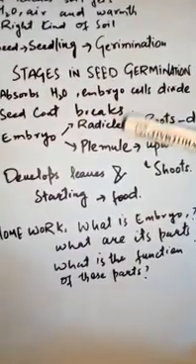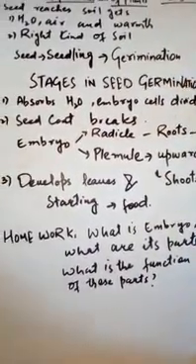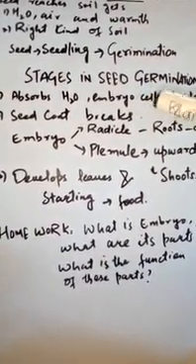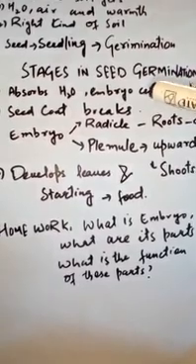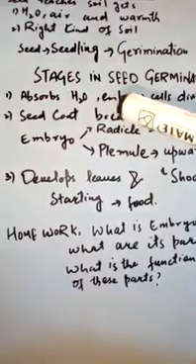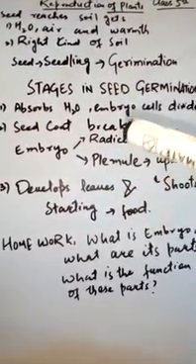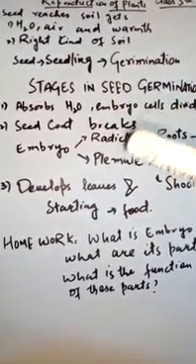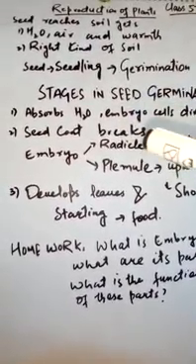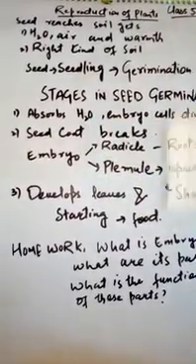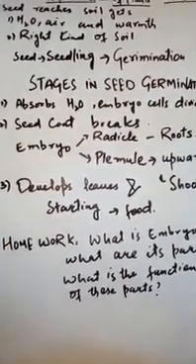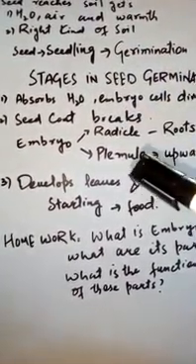Now we will see what the different stages in seed germination are. First of all, when a seed is sown into the soil, it absorbs water, and the embryo present inside the seed, the embryo cells, start dividing. Second, the seed coat, which covers the seed on the outside, breaks, and inside the seed there is the embryo. This embryo consists of two parts. The first part is the radicle and the second part is the plumule.